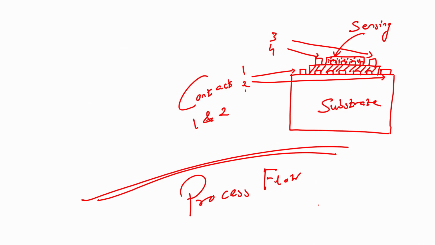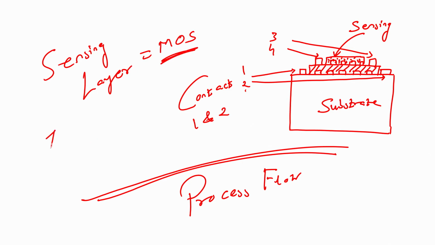The sensing layer should be a metal oxide semiconductor. So, I can use zinc oxide, tin oxide, indium oxide, indium tin oxide, or tungsten oxide, right, several ways of doing it. Okay. So, let us see the process flow.